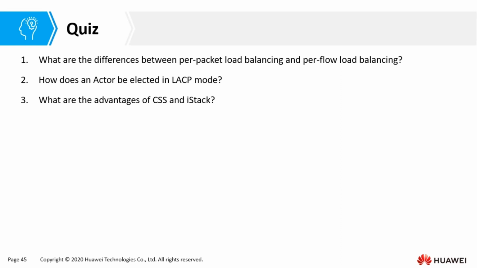So the first quiz: what are the differences between per-packet and per-flow? Just now I mentioned that in most cases we encourage you to use per-flow, because under per-packet, a packet will be partitioned and sent through different data links. So you will have issues when you want to reassemble the packets from different links. But with per-flow, you don't have these issues, so you will make full use of the bandwidth on the entire link.